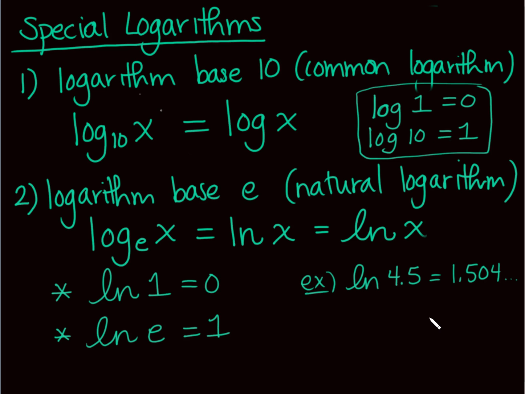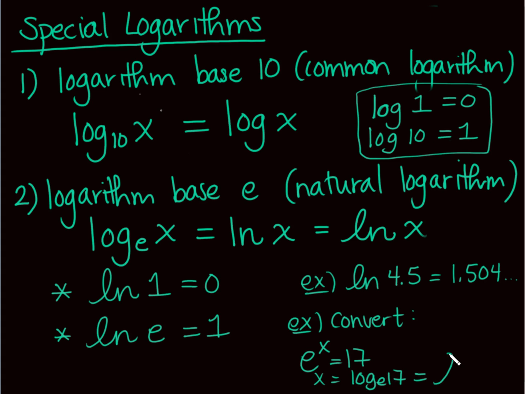Now, when we do things like converting equations, which we saw before, like if I had e to the x equals 17, instead of writing x equals log base e of 17, what I'm actually going to write instead is, everywhere I see a log base e, I'm going to replace it with the natural log of 17. I hope that makes sense.